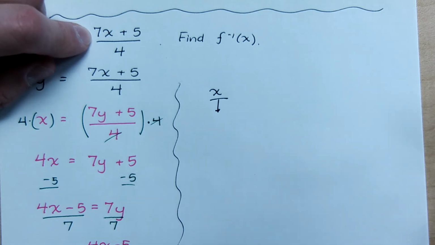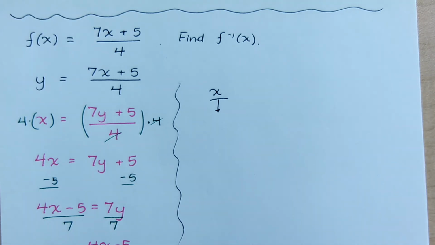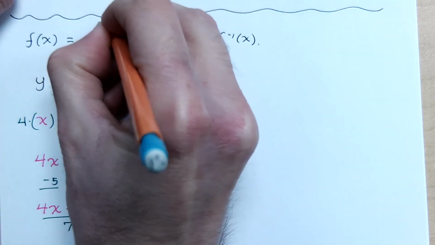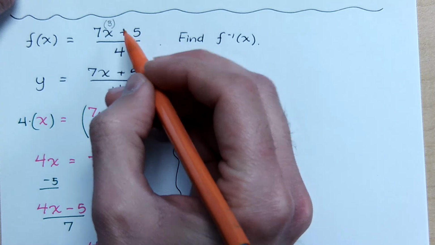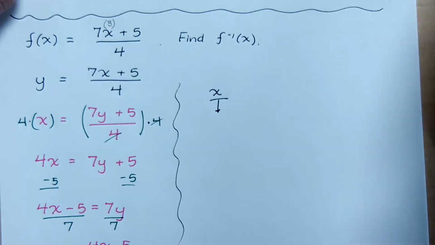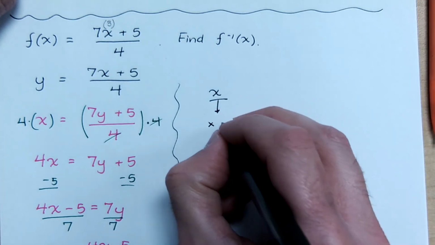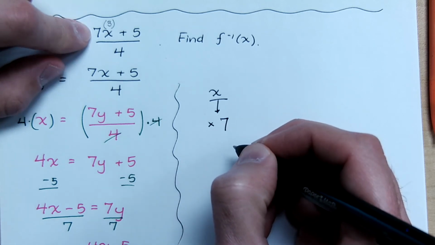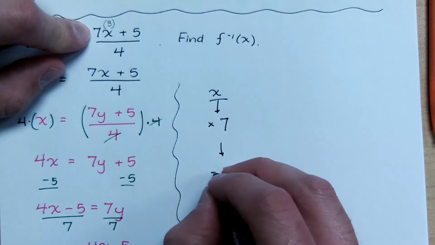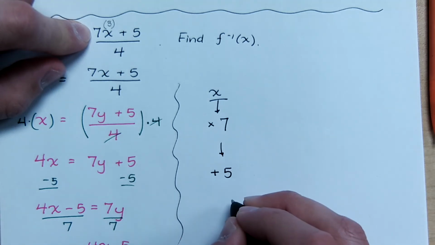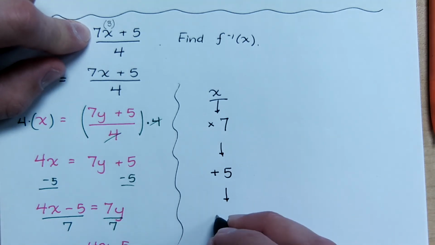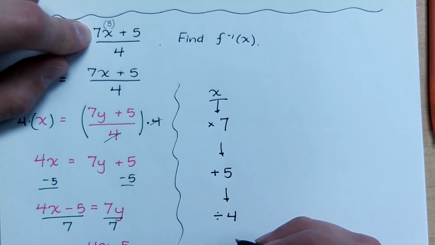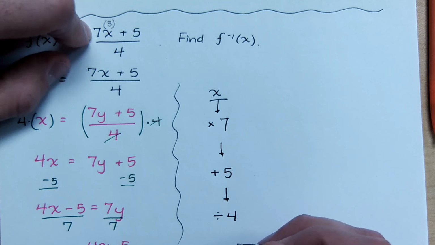And just picture it this way. If I were to plug in, I'm going to use a pencil so I can erase this later on, let's say, the number 3 here, right? What do you do first with the 3? So you're going to multiply times 7 first. After you do that, what was the next step? You would then add 5 to that result, and then you would divide that result by 4. That's how the order of operations will work if you plug in a number. Do you agree?